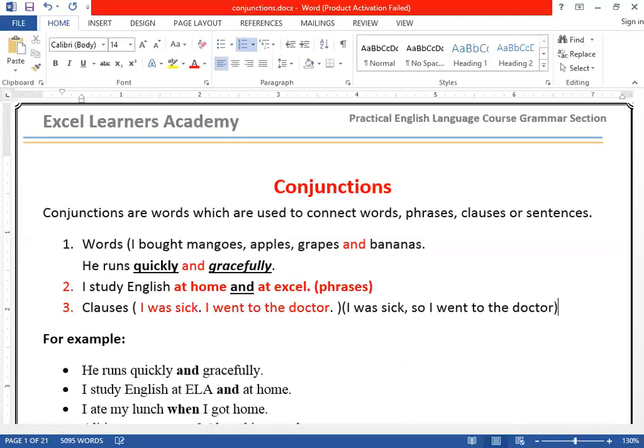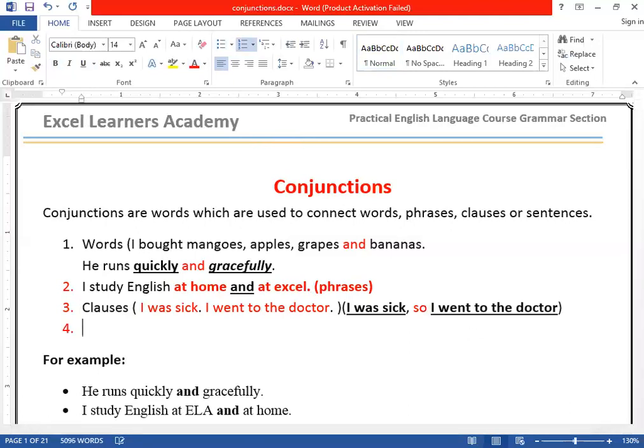So now we have connected two clauses together. This is one of the clauses, and the second one, I went to the doctor, is another clause. So we have connected both clauses through what? Through the conjunction so. So is now, in this case, called a conjunction. Conjunctions can connect two sentences as well.